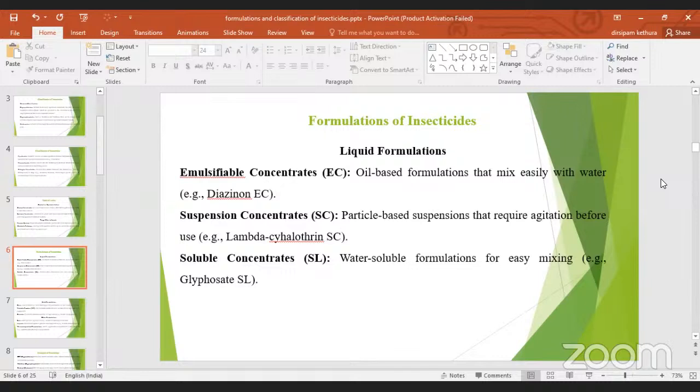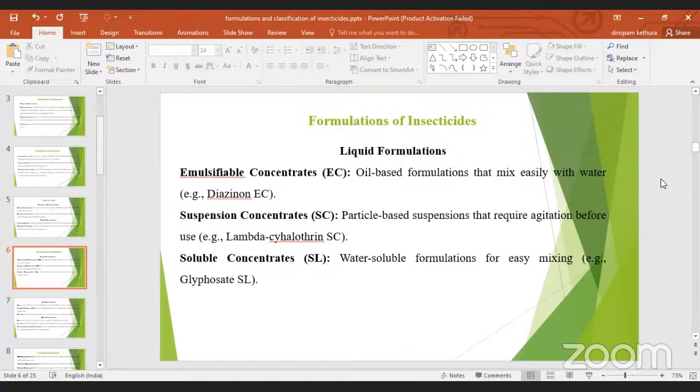In short form, you can use EC also. These are oil-based formulations that mix easily with the water. And the suspension concentrates are the particle-based suspensions which require agitation. That means which require mixing. Agitation means mixing before use. And soluble concentrates are water-soluble formulations for easy mixing. These are the different types of the liquid formulations which you can use to control the pests.